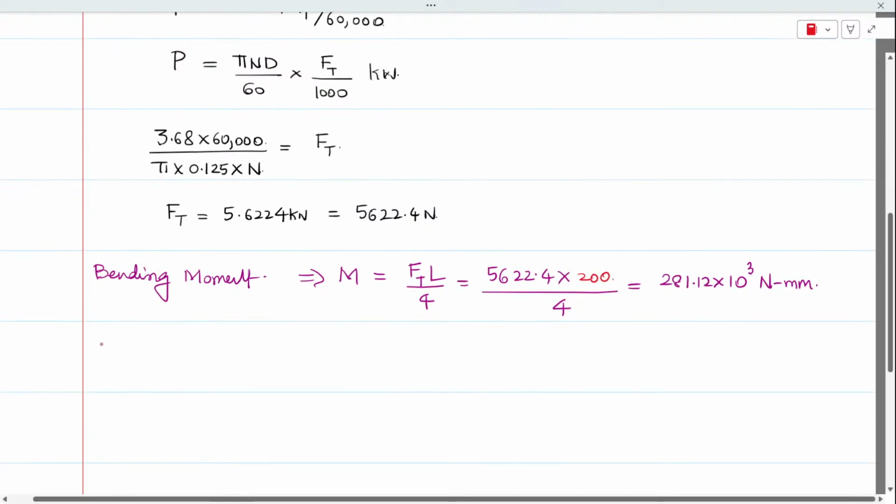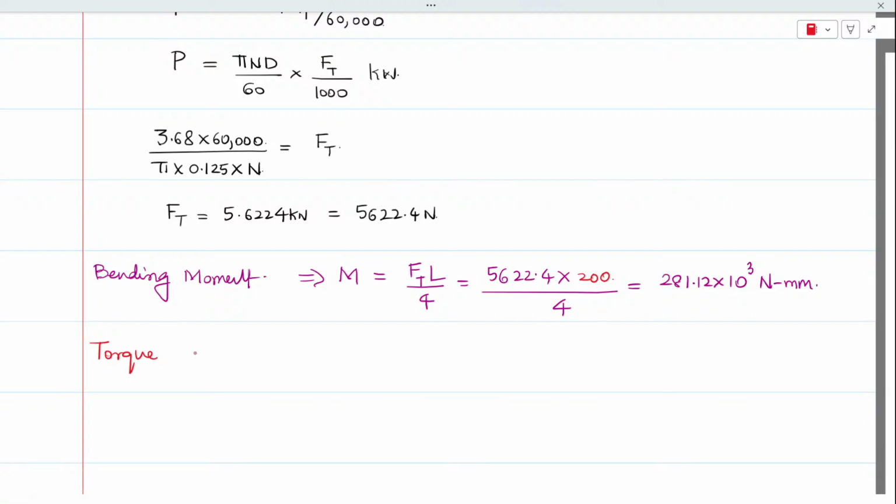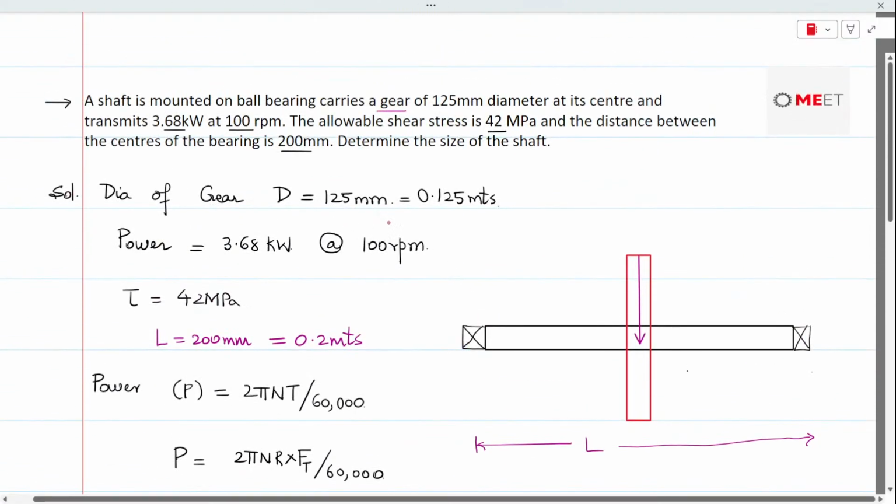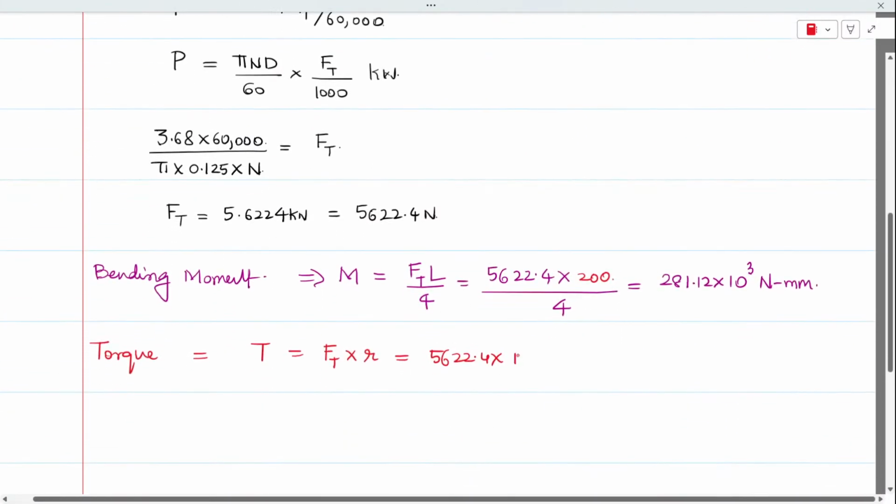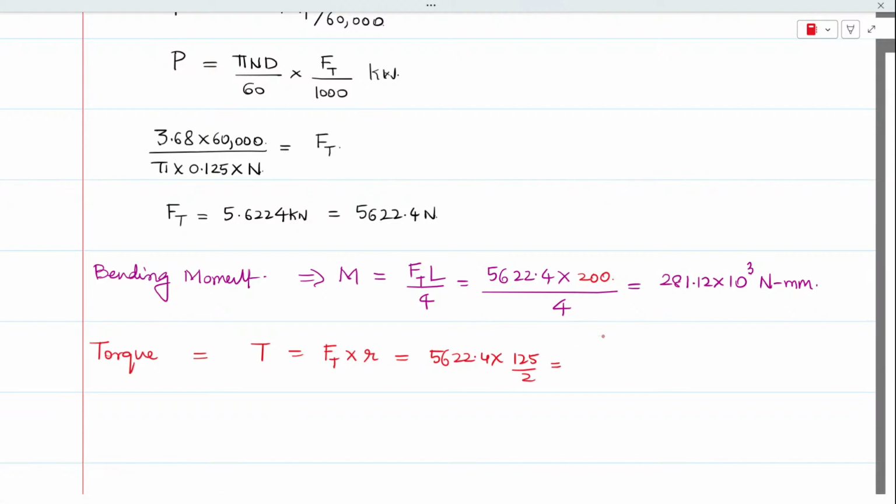Next is torque. Torque can be computed as T is equal to Ft into radius. So Ft is 5622.4 into radius is 125 by 2, that is 62.5. So upon calculation, the torque value will be equal to 351.4 into 10 power 3 Newton mm. This would be the value of torque.